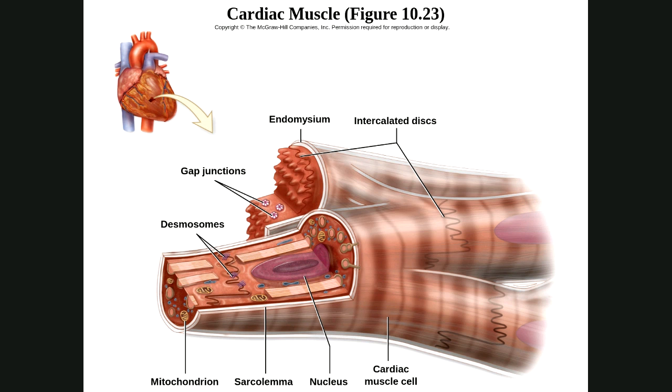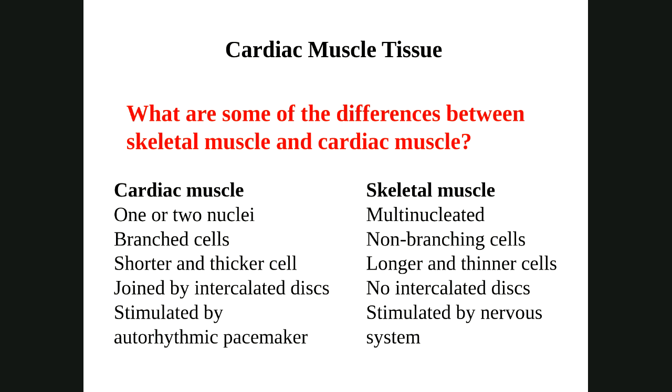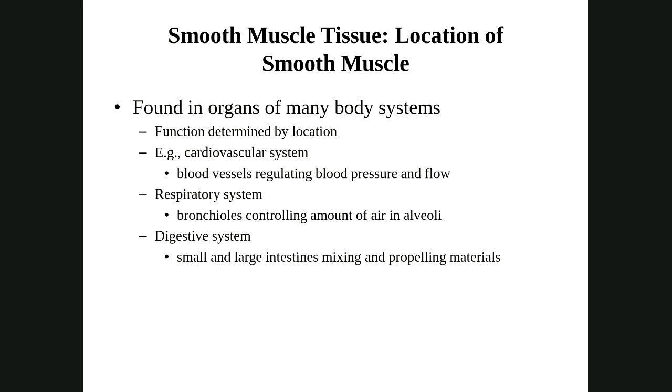Now, here's that image one more time. Here's a couple of differences that we saw between cardiac and skeletal. Again, branched, shorter, intercalated disc, and autorhythmic. Let's talk about smooth real quick. Okay, like I said, short and sweet, not very much for tests, but intercalated disc is almost always on a test when we talk about cardiac muscle.